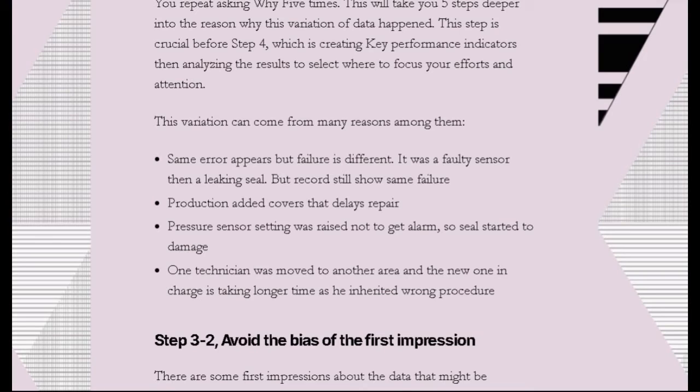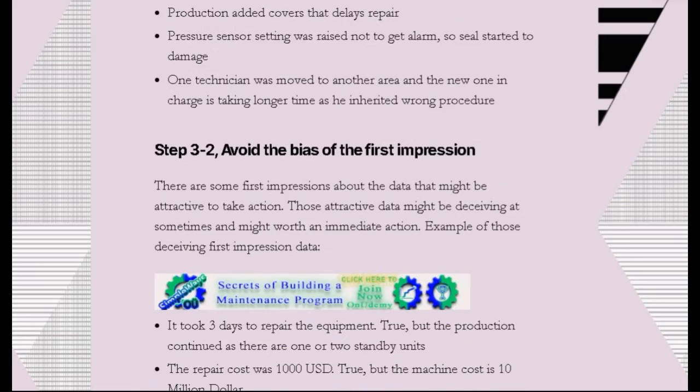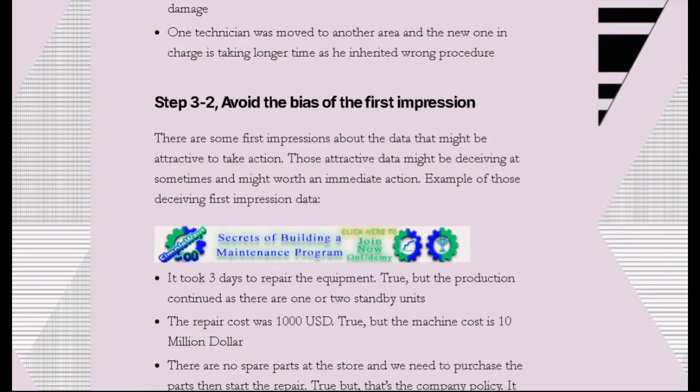If you remember when we were talking about the blood flowing in the maintenance system, the data should be available to everyone. So this means that not all the team has the same available data or the same skills, and you need to normalize this. Another thing which is very important: avoid the biasing of the first impression of the data.